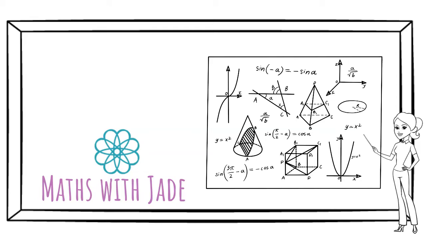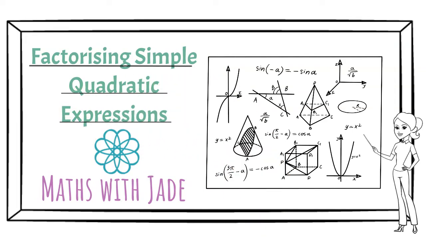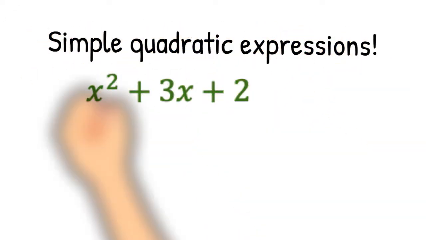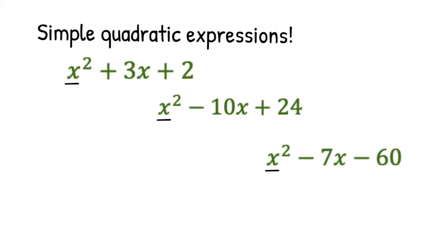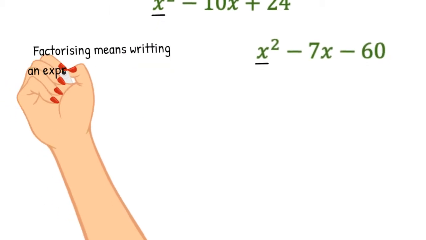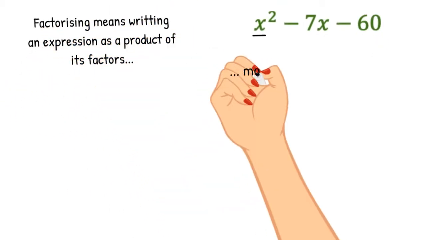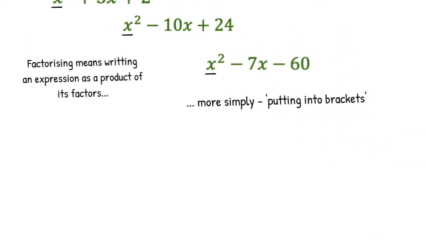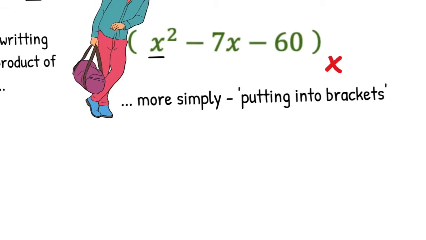In this video tutorial, we'll be factorising simple quadratic expressions. Simple quadratic expressions are those that start with x squared and can be factorised. Factorising means writing an expression as a product of its factors. But to put it more simply, it means putting into brackets. But please do not take me literally on this.